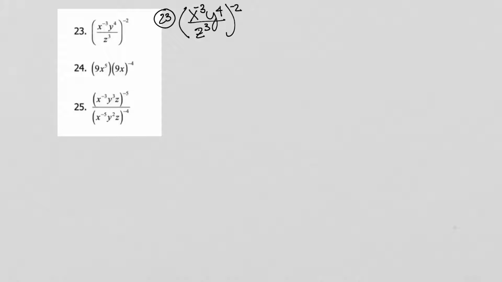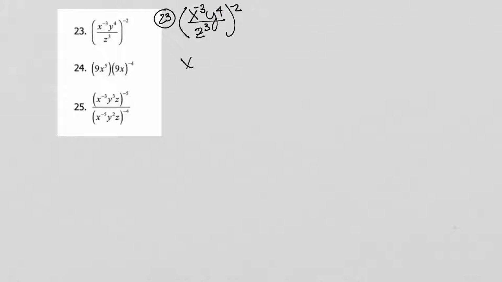I'm going to do 23 this way. I've got a set of parentheses, and inside the parentheses is all multiplication and division, which means that I can take this exponent and distribute it to each one of these factors. And because they're powers, we're raising powers to powers, so I multiply the exponents. So let's do that. I'm just going to multiply all these exponents.